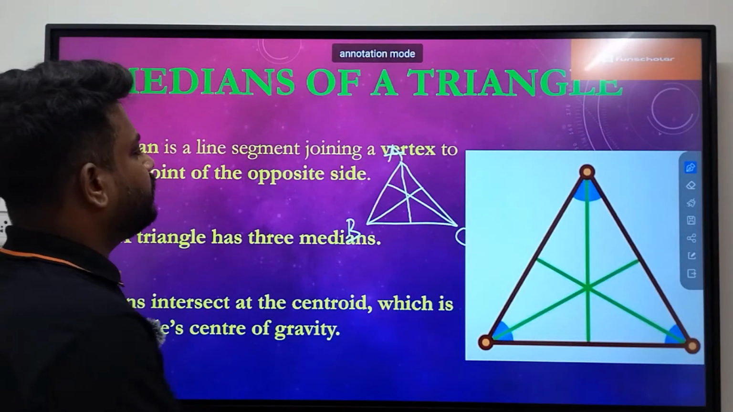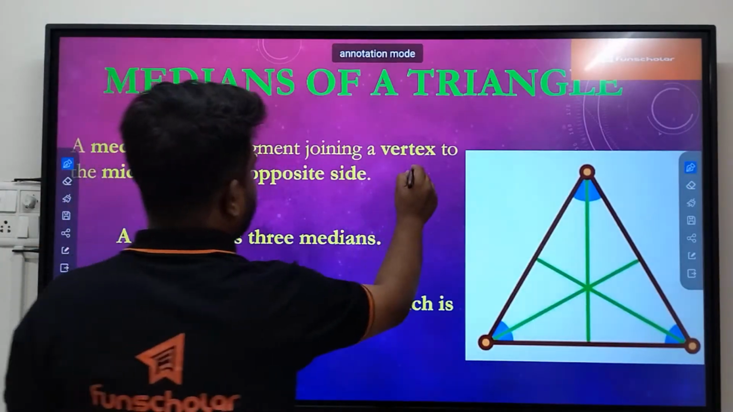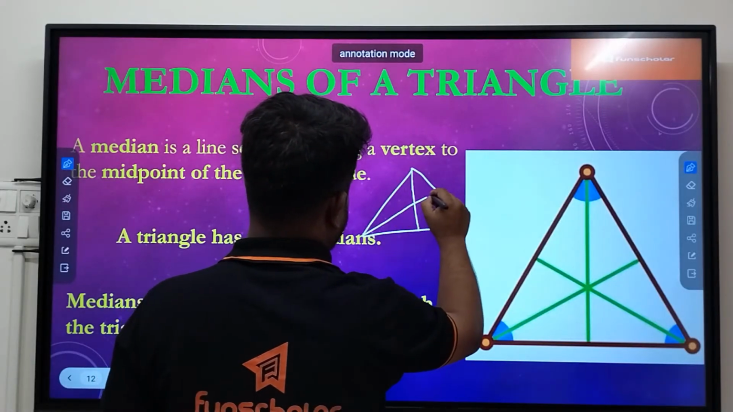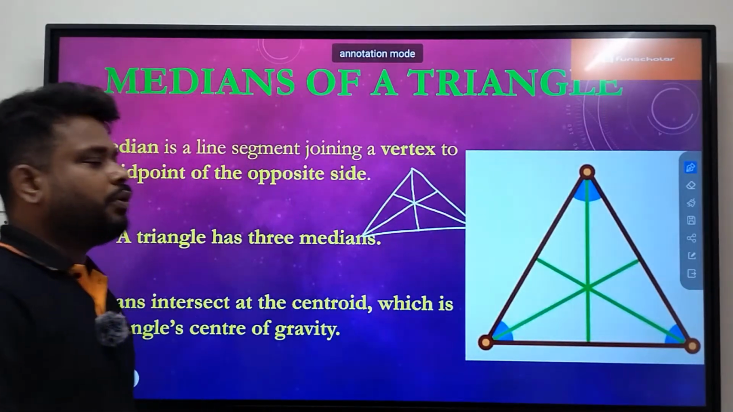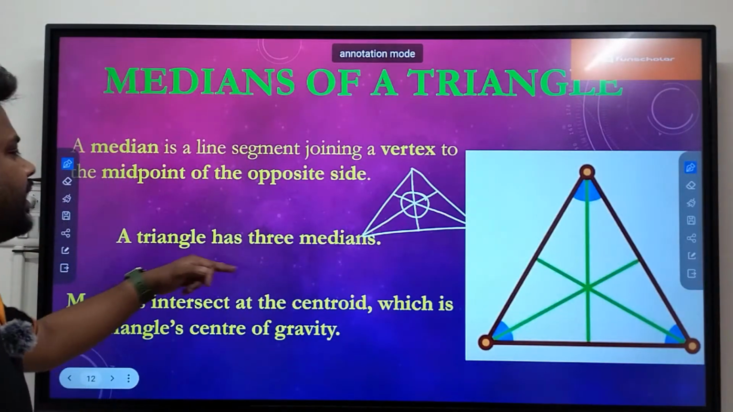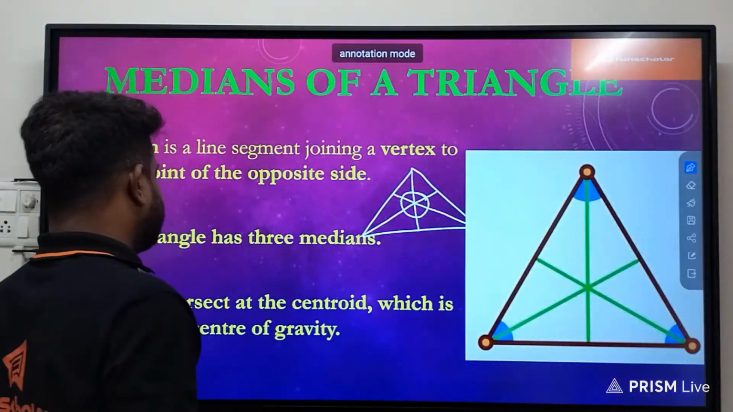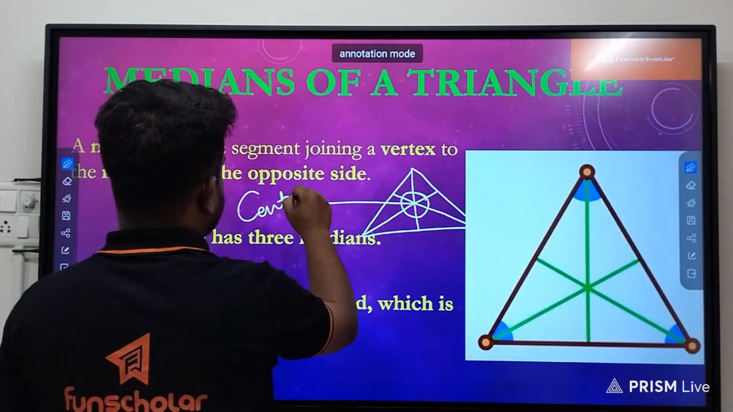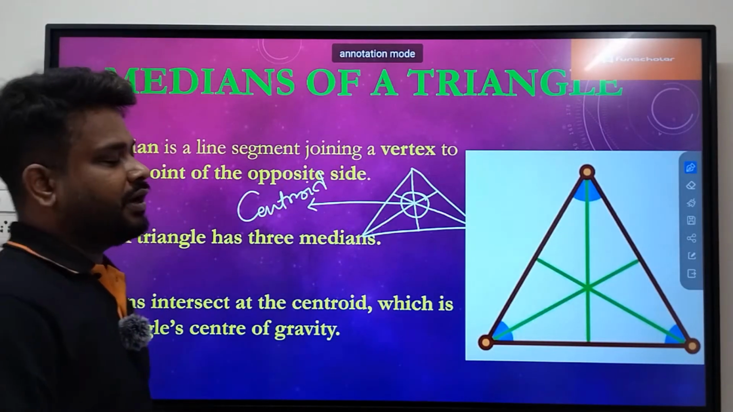So if you start from any vertex, it will cross about like this. Okay, and a triangle has three medians, you guys may have understood, and medians intersect at the centroid. So this point will be called the centroid, which is the triangle's center of gravity.